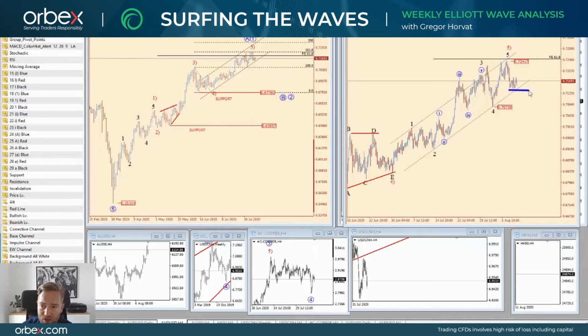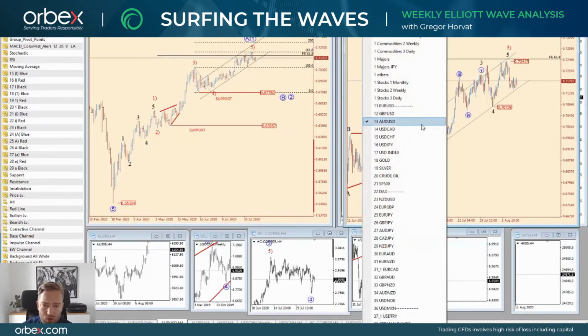So if we get another swing low here and this trend line broken of this Elliott wave channel, then I think that more weakness can be coming here. And of course this could be the case, especially if you will see limited upside on stocks.